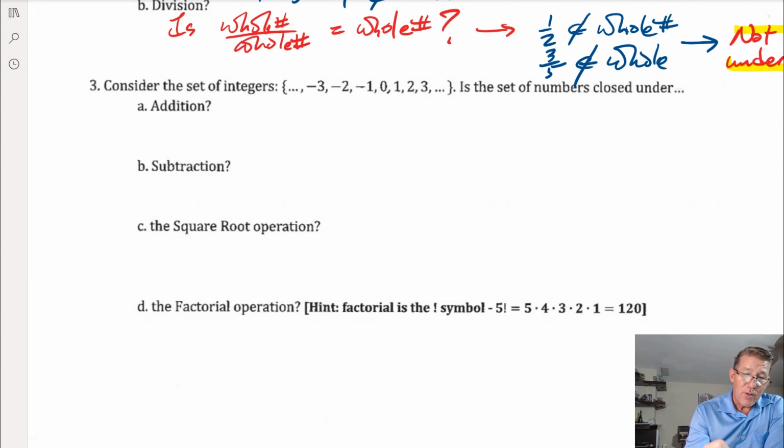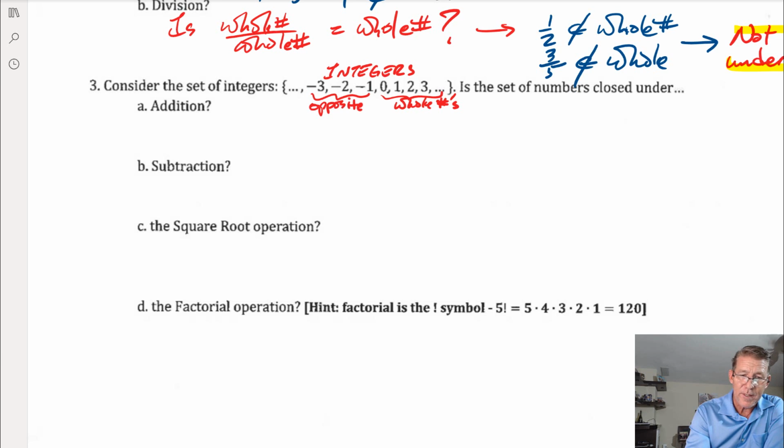Now, let's switch to the set of integers. This is a big set, a very important set of numbers called the integers. It happens to be the whole numbers here, these are the whole numbers, and their opposites. These are the opposites.